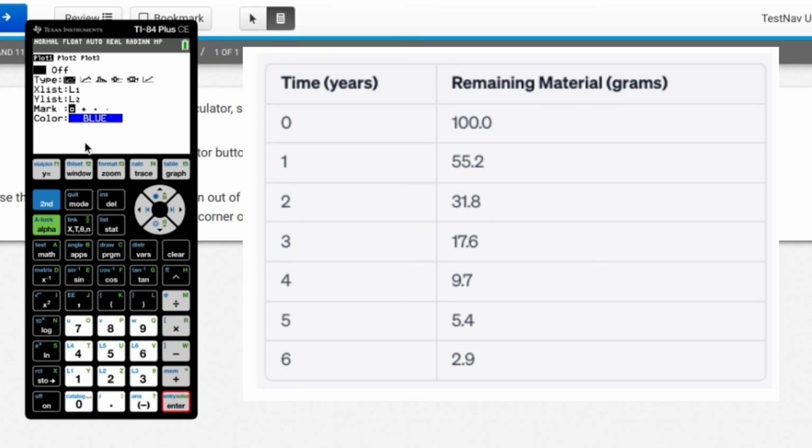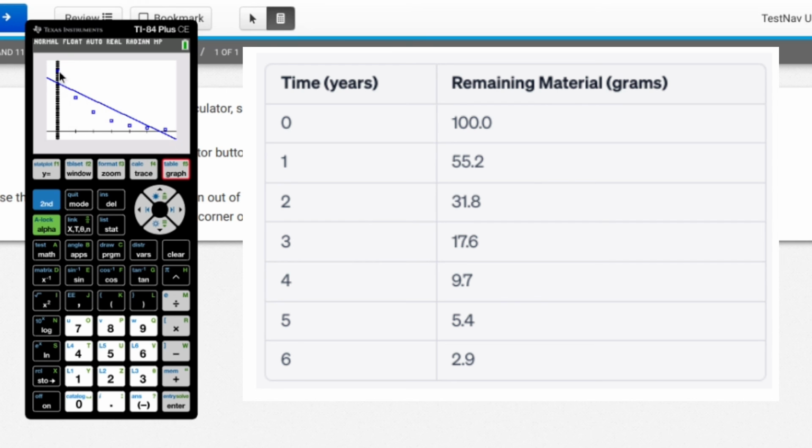Now, since this is a statistical thing, I'm going to hit Zoom and go to ZoomStat, and I get to see my dots. Okay. Now, what I don't see is the linear model that I'm comparing this to. So let's go to Y= and graph that out: negative 14x plus 80.